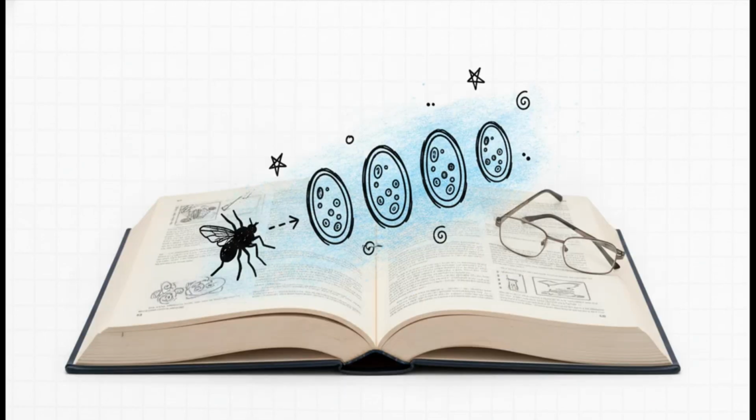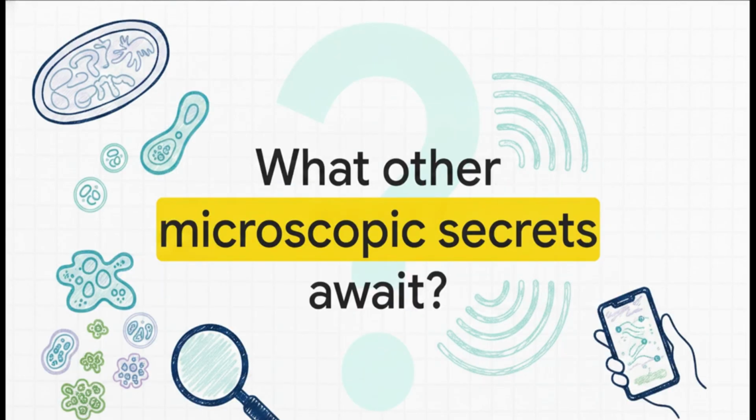Oh, and by the way, Alan C. Spradling literally wrote the absolute Bible on this whole complex process. So, if one fly egg shows us how organs form, what other invisible secrets are waiting out there?